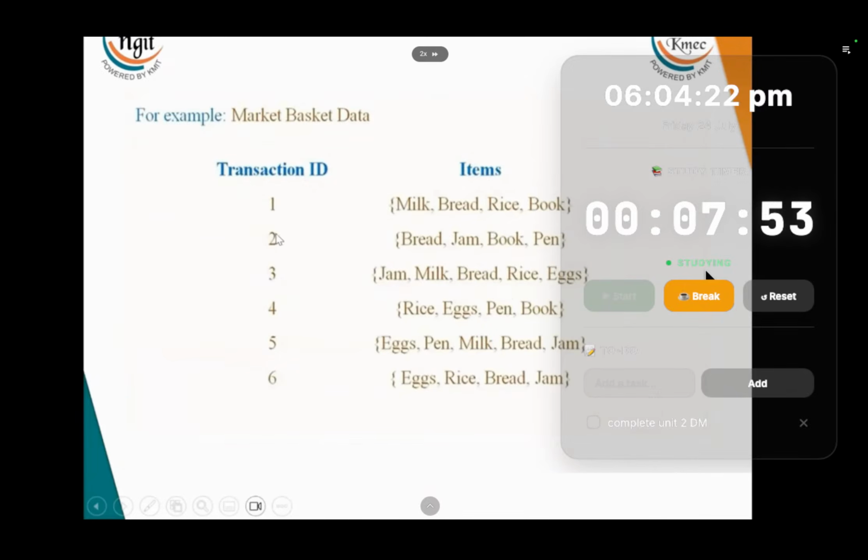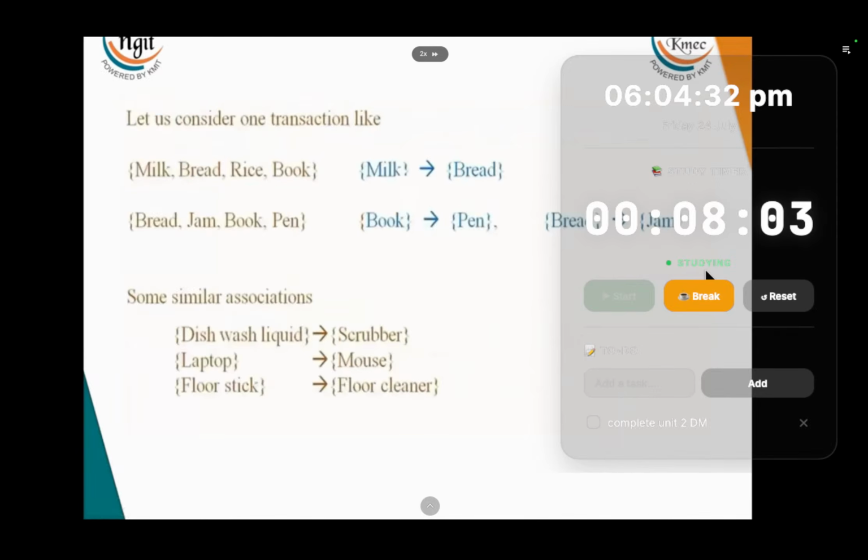This is an example consisting of 6 transactions. For the first transaction, we can see milk, bread, rice, and book are purchased in transaction ID 1. In transaction ID 2, bread, jam, book, pen. In this way, in the 6 transactions, there are items that have been purchased. And if I want to know how many people have purchased milk along with bread, I will just make a rule: milk, how many people have purchased.